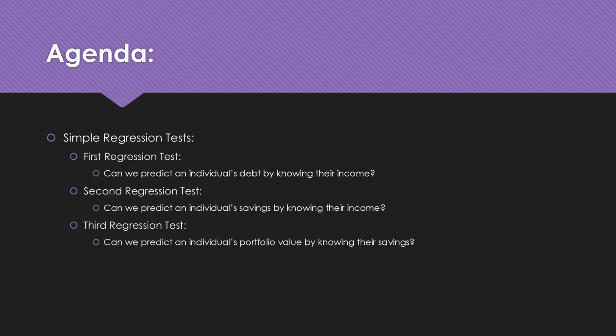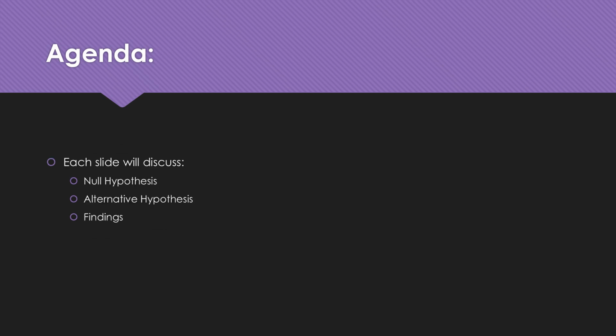During this presentation, we will discuss three different simple regression tests. We will discuss, can we predict an individual's debt by knowing their income? Can we predict an individual's savings by knowing their income? Or can we predict an individual's portfolio value by knowing their savings? In each slide, we will discuss the null hypothesis, the alternative hypothesis, and each finding.